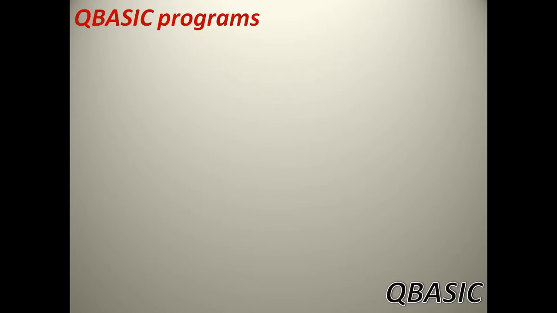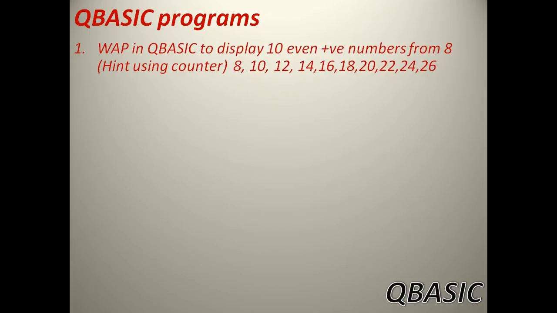Some QBasic programs. First one: write a program in QBasic to display 10 even positive numbers from 8. Hint: using a counter. Obviously, the first number is 8. The difference between the first and second number is 2, second and third number is 2, like that only. Up to how many times? 10 times. It means the counter needs to repeat 10 times.